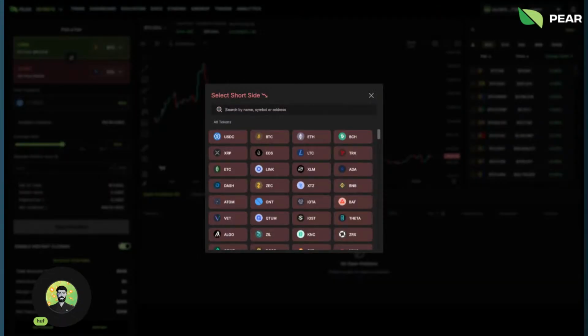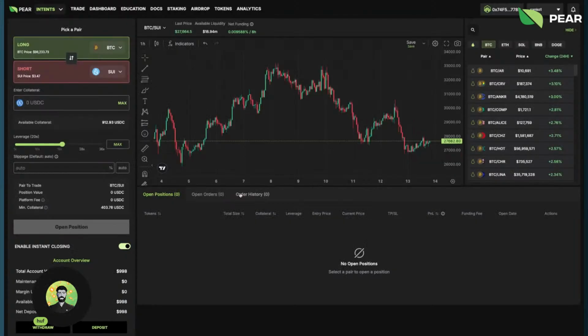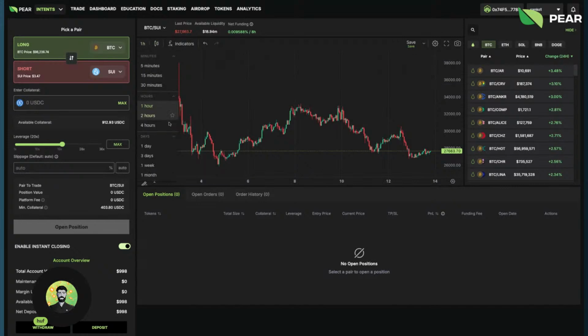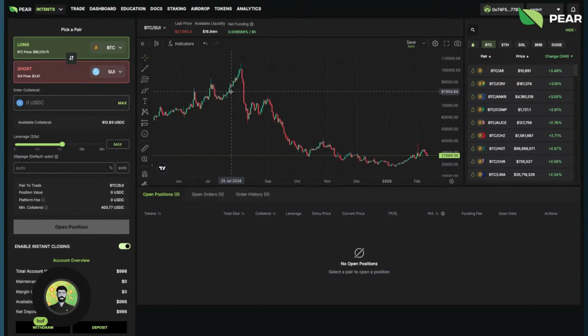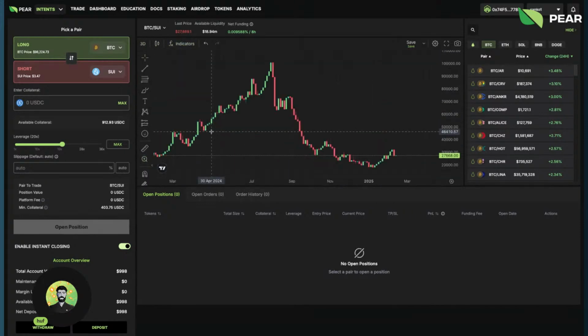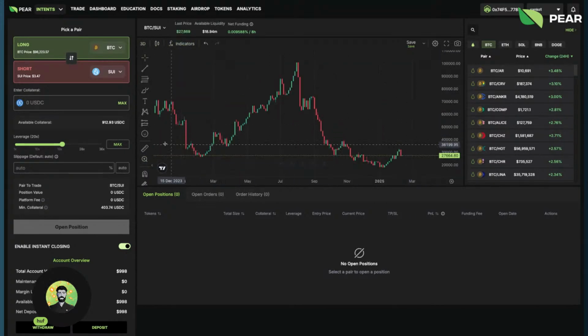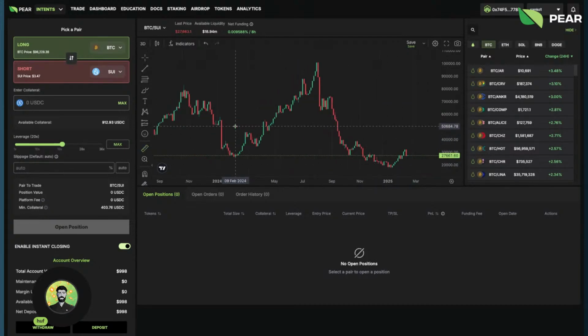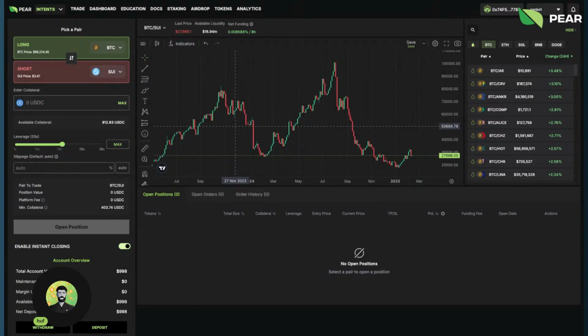I do have my eye on Bitcoin SUI because I am of the view that this thing is going to go up to like there at some point, 50k, as the spread between the two. Just in terms of how this all works, let's say I want to go long Bitcoin and short Sui.